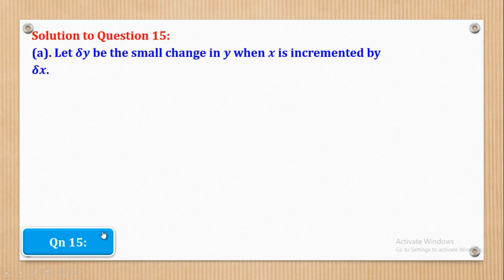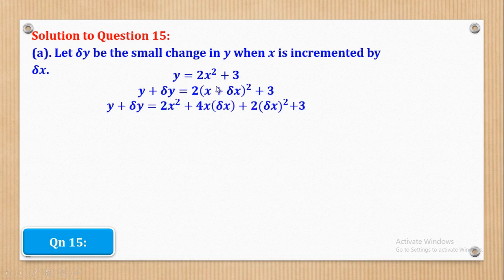First of all, you should let this symbol denote the small change in y when x is incremented by a small change in x. When you do that, you have to remember that this is what they want you to differentiate. But from first principles, when I increment the y by small change in y, x will also be incremented by small change in x. So this will be our next step. Y is incremented by small change in y, x is incremented by small change in x. Next is to expand this part.